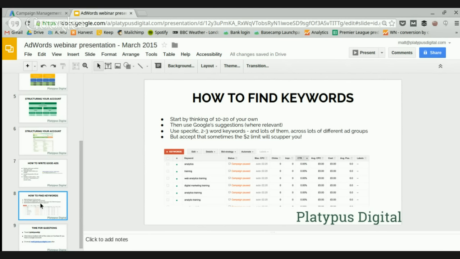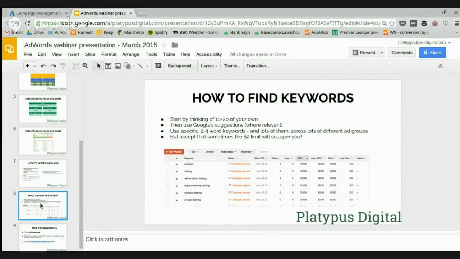So how to find keywords that are going to actually trigger those ads? Well, first of all, start by thinking of maybe 10 to 20 of your own keywords. Try to think of the kind of phrases that people might search for when they're online, looking for services like yours, looking for information like yours. Then use Google suggestions. They have a number of algorithms that will look at the keywords you've put in, look at your ad copy, look at your landing page copy, and then come up with a few more suggestions.